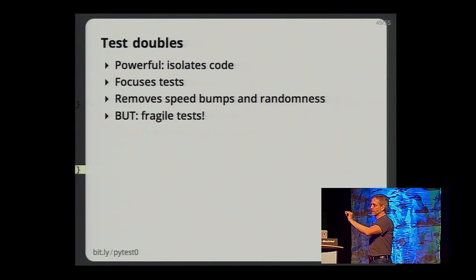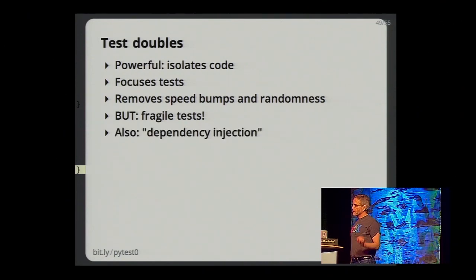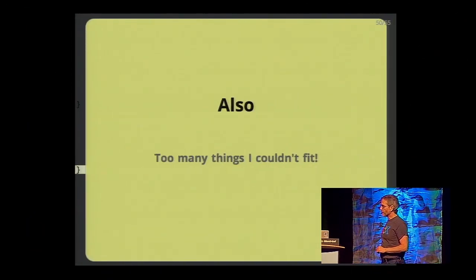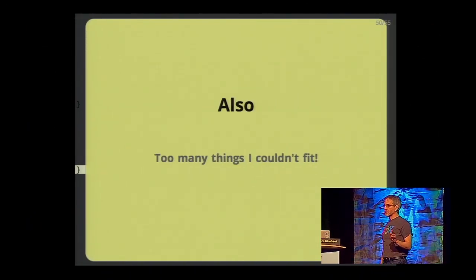So the only reason we could mock this stuff is because we knew enough about the implementation that we knew exactly how it worked inside. And that's a dangerous situation to be in. Also, by the way, there's another way to do this called dependency injection, which you should look into. So there are too many things. We can't talk about them all.